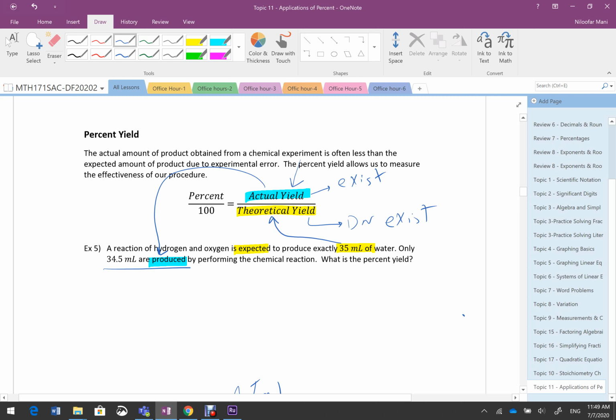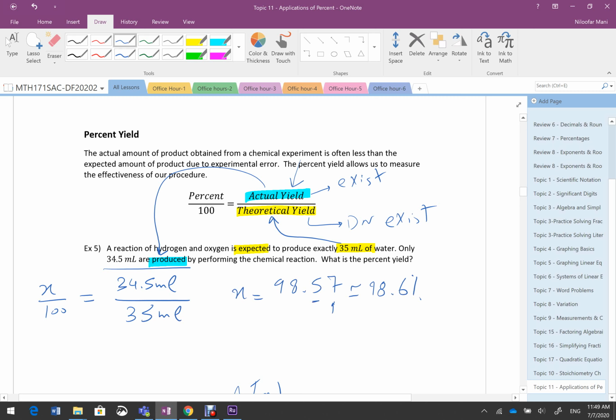So that's 35 milliliter. That's my expectation. But 34.5 is what I really got. Okay, so I have x over 100. 34.5 milliliter over 35 milliliter. Both of them should be the same unit. And x is 98.57. I check that, so it is 98.6%.